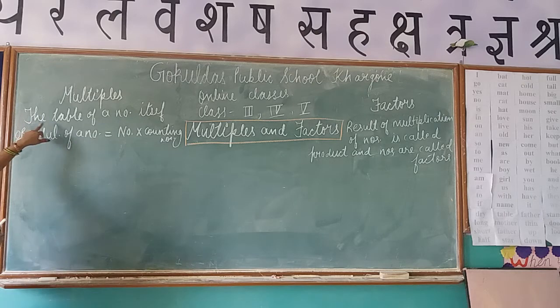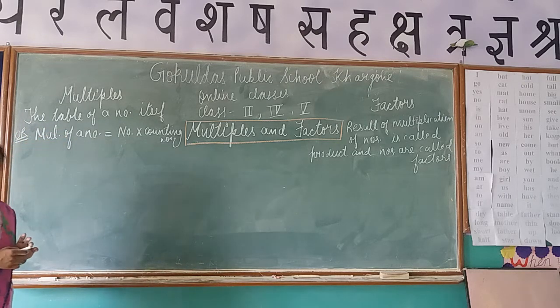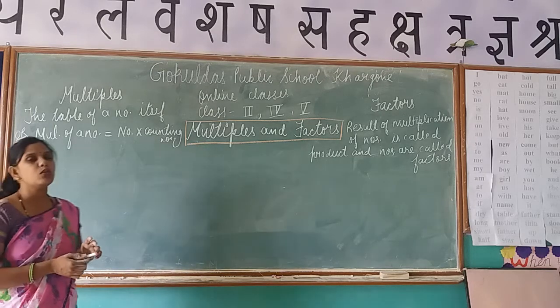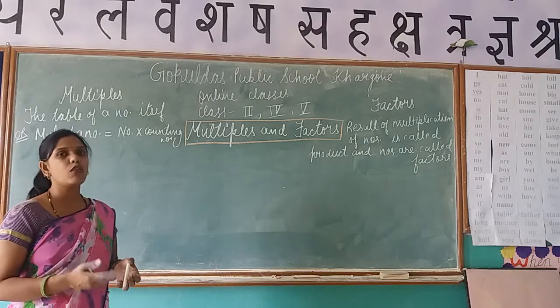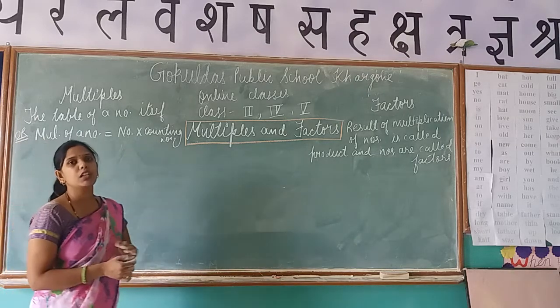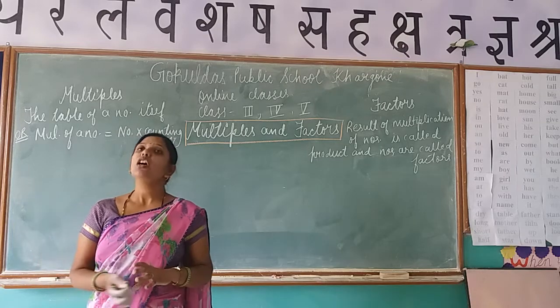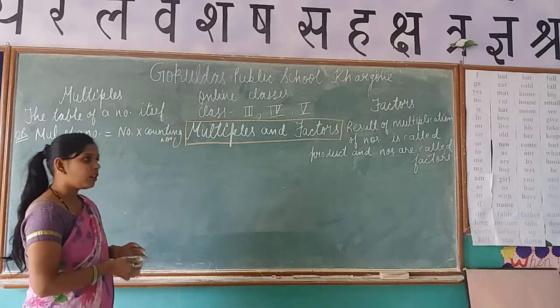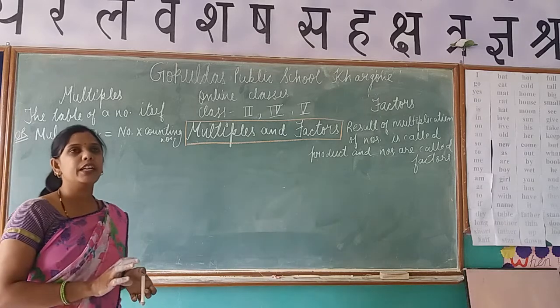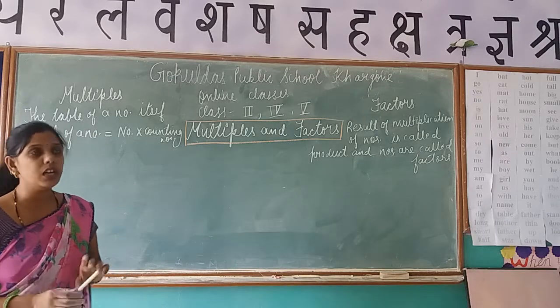A multiple means the table of a number itself. In other words, we can write the multiple of a number as the number multiplied by a counting number. Counting numbers are 1, 2, 3 and 4. Similarly, we can write the multiple of any number by multiplying it by 1, 2, 3, 4 and 5.